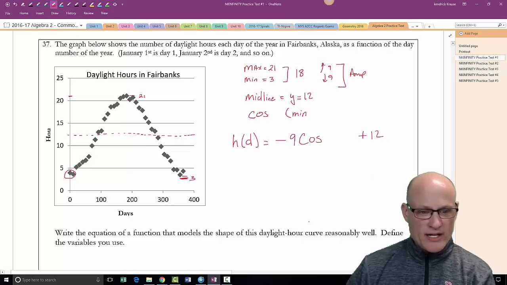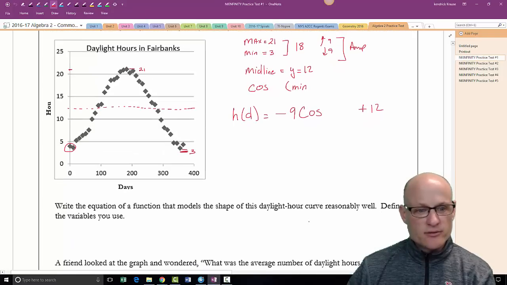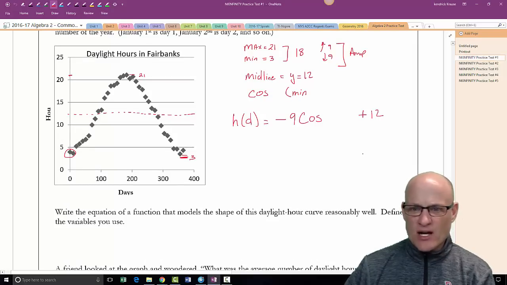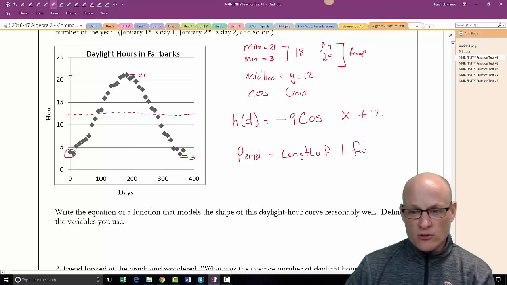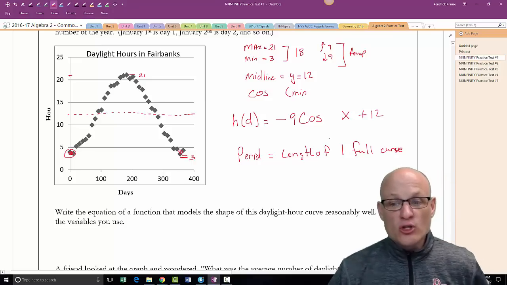Now, what don't I know? Write an equation of functions. So that's what I'm going to do here. The only thing I've got to figure out now is my b value. Now, period is defined as the length of one full curve. Sine or cosine, doesn't matter. So this, in fact, starts at a min, ends at a min. That is one full curve.